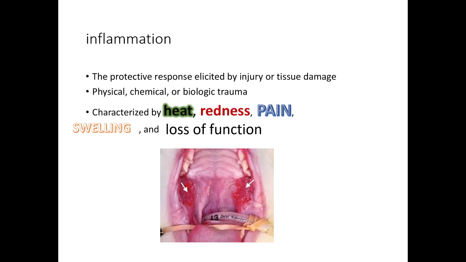lectures. So what is inflammation? This is a protective response elicited by injury or tissue damage. This is actually intended to protect our body and to heal our body. Sometimes inflammation gets out of hand. It can be caused by physical, chemical, or biologic trauma. It's characterized by heat, redness, pain, swelling, and loss of function.